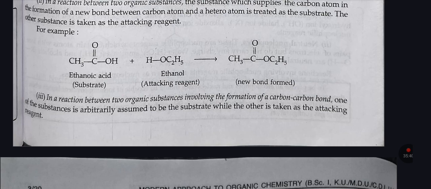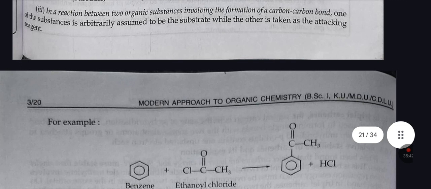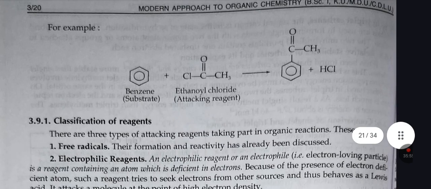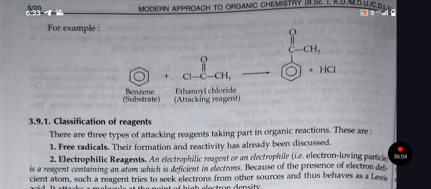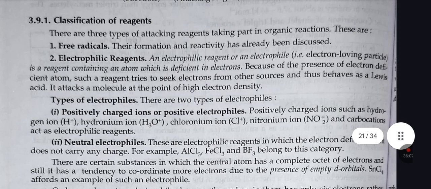In a reaction between two organic substances involving the formation of a carbon-carbon bond, one of the substances is arbitrarily assumed to be the substrate, while the other is taken as the attacking reagent. For example, benzene plus ethanoyl chloride gives acetophenone plus HCl. Classification of reagents. There are three types of attacking reagents taking part in organic reactions. These are free radicals. Their formation and reactivity have already been discussed.